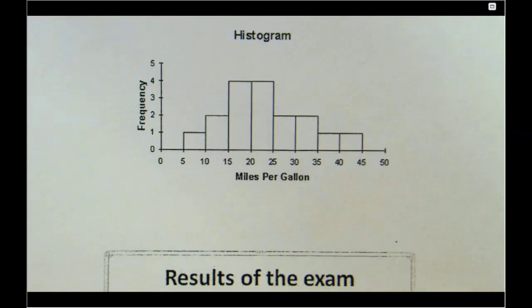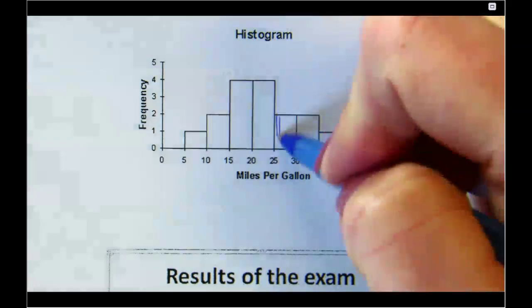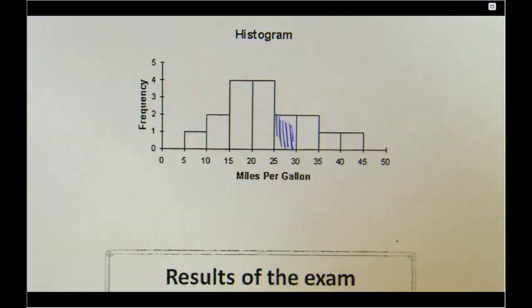Let me ask you a couple questions. This is probably about different cars because it says miles per gallon on the x-axis. How many cars got between 25 and 30 miles per gallon? I said the wrong thing, just a second. How many? 25 to 30 miles per gallon. Two. Right here, here are the cars that got between 25 and 30, and there are two of them.